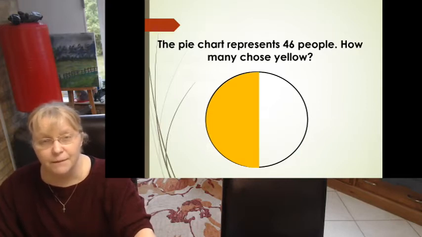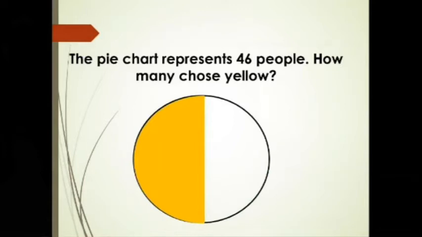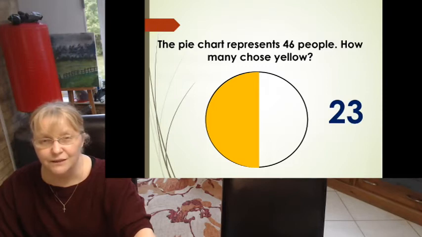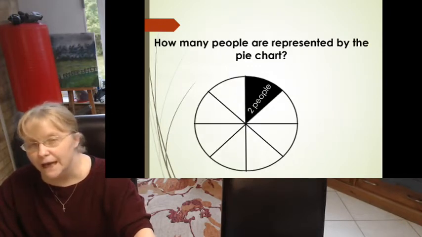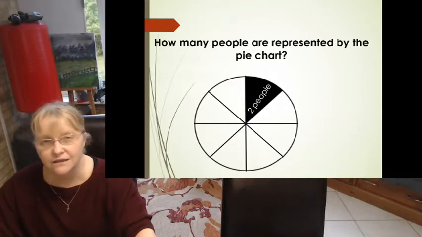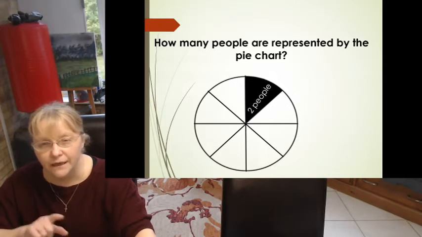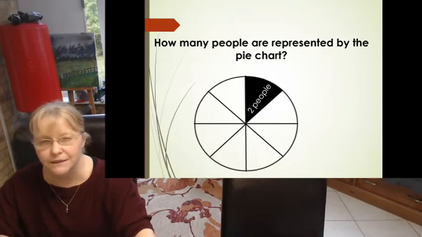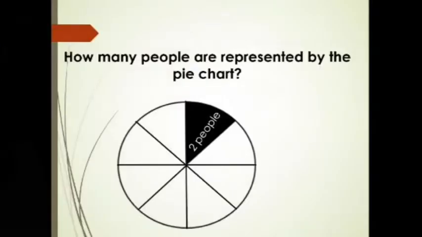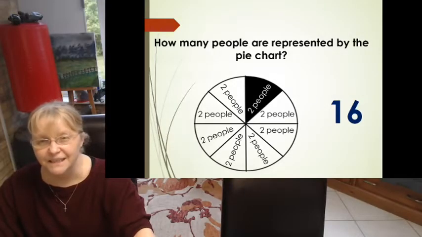This time, how many people chose yellow if it was 46 people? Answer, 23. Now, if that black part, that sector of the circle, represents 2 people, how many does the whole pie chart represent? Just getting you to think just a little bit differently. And the answer is 16.